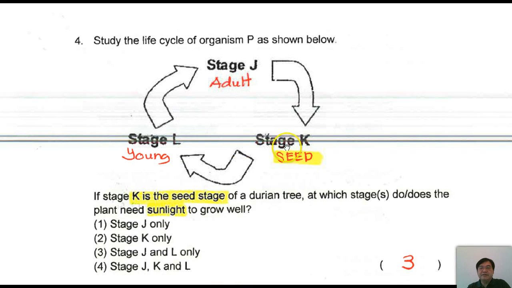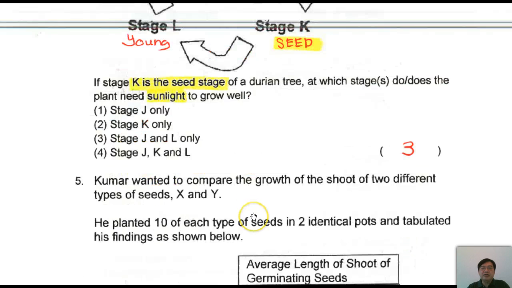Adult, if stage K is the seed, then this is the young and this is the adult, right? So what do they ask? Which part needs sunlight to grow? It is the young and the adult that need sunlight to grow. The seed need not have any sunlight to germinate, right? No sunlight at all needed. All right, so answer is 3, J and L only.